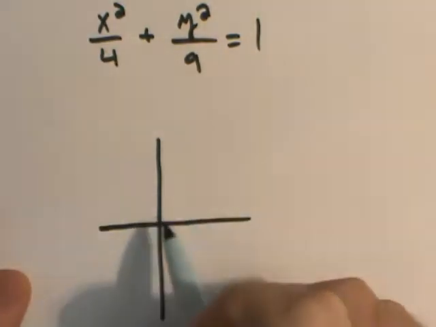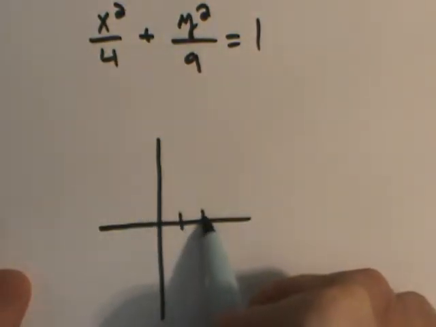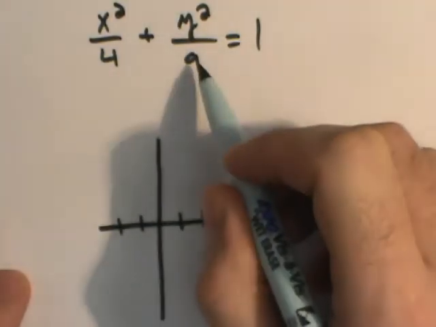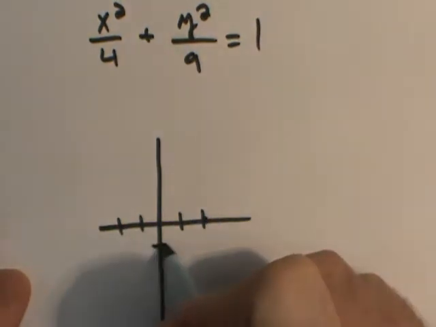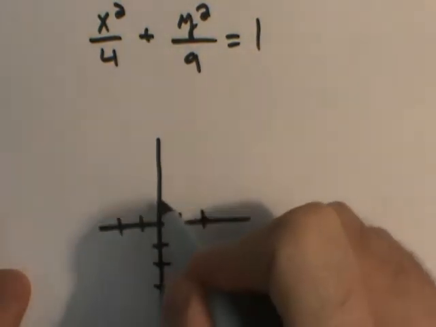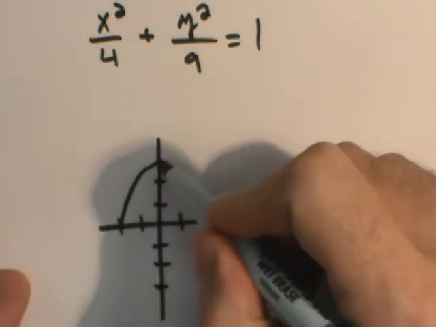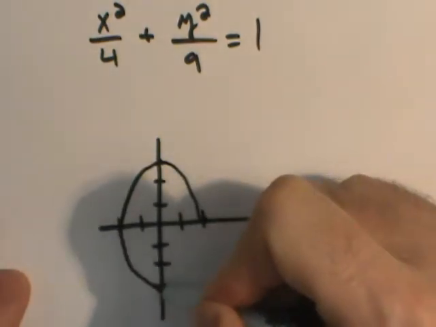I simply go like this. I know from the x that I can go right or left 2 units. So here's 1, 2. And from the y value, I look to the bottom, it's a 9, so it tells me I can go up or down 3 units. As I connect the points, I get this ellipse. It looks something like that.